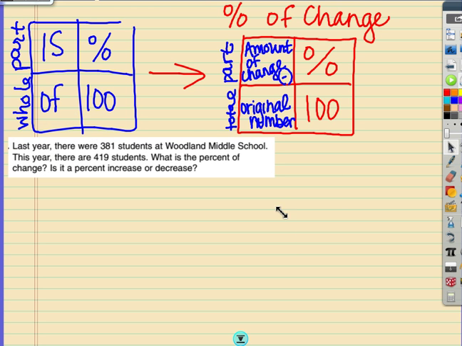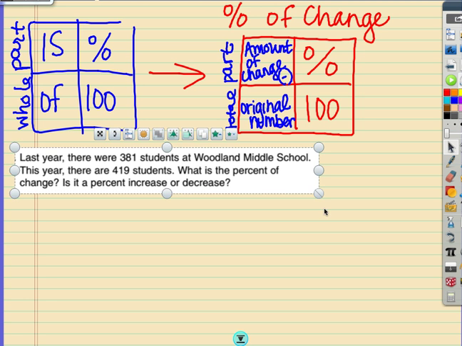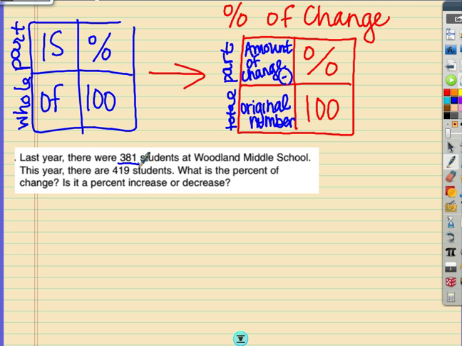So we're going to look at this question together. It says last year there were 381 students at Woodland Middle School. This year there are 419 students. What is the percent of change? So you'll notice we're looking for percent of change. Is it a percent increase or decrease? We might be able to answer that before we begin. It started at 381 students and went up, and now there are 419, so I would say this is a percent increase. It increased by a certain percentage.